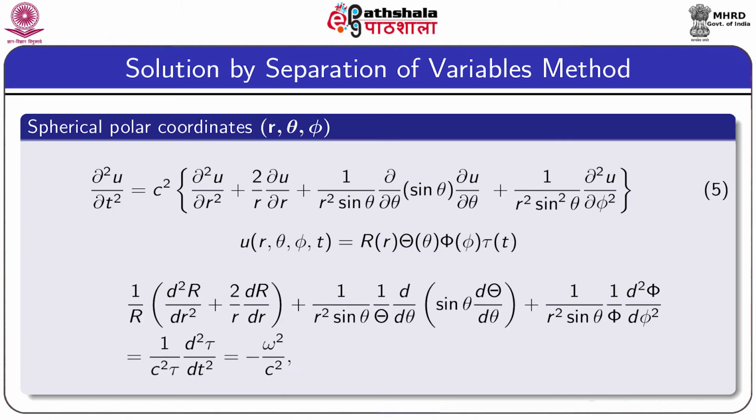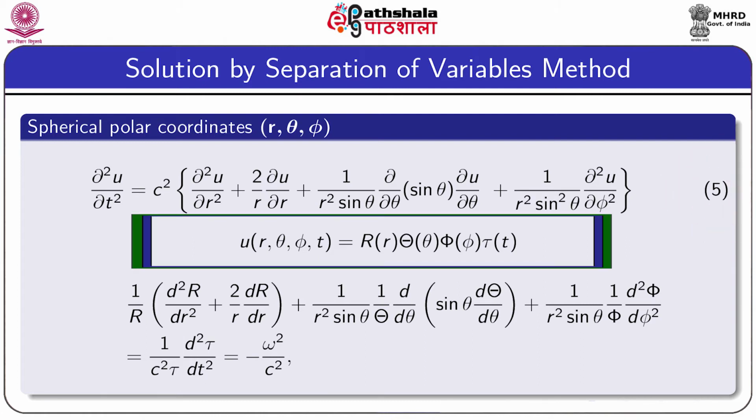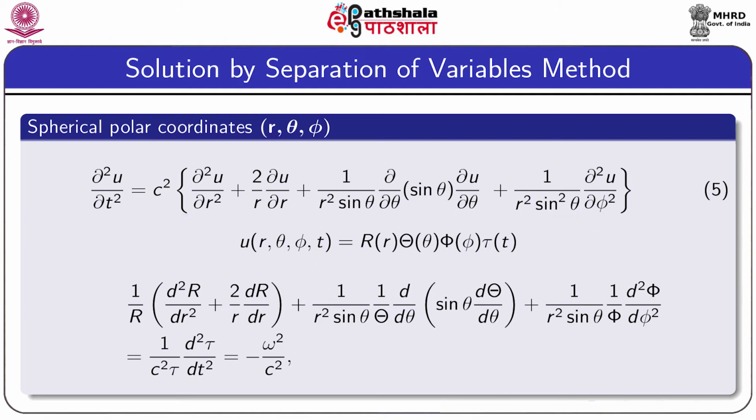Now, I am going to discuss the solution of the wave equation in the spherical polar coordinate system. The wave equation in spherical polar coordinate system is given by equation number 5. As usual, we are assuming the solution u as a product of 4 functions capital R, capital Theta, Phi and Tau, where these are functions of r, theta, phi and t respectively.